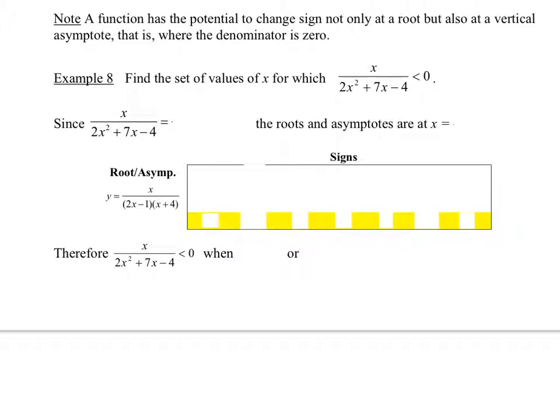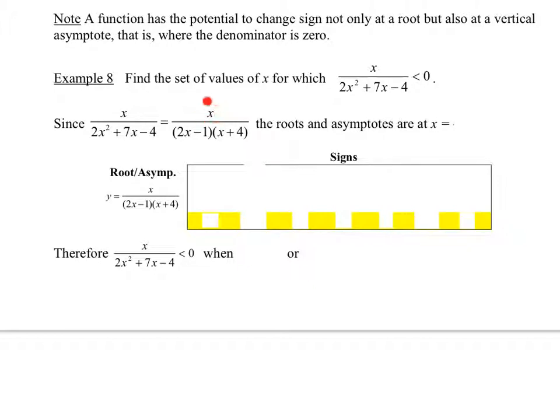So we can rewrite this expression here as x divided by (2x minus 1) times (x plus 4). If you're not sure about how to go from this to this, you could use the AC method, doing 2 times negative 4, that's negative 8. If you can't remember how to factorize quadratics, you'll have to go back a few sections to revise that. In any case, you get this expression here, and this would be equal to 0.